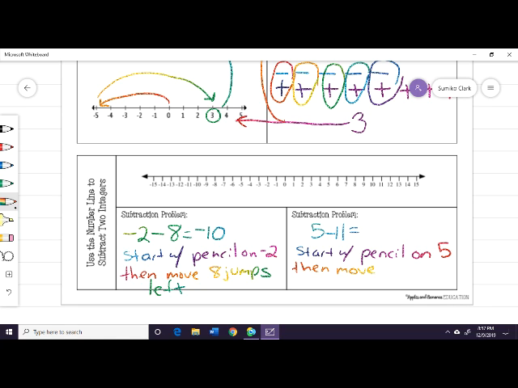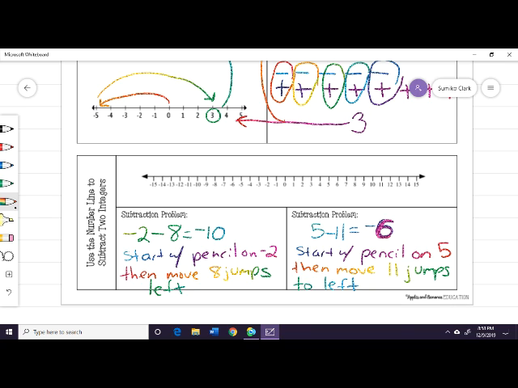Then move 11 jumps. Which way are we going? We're going to go to the left because we're getting smaller. 11 jumps to the left. So we start on positive 5 and let's go 11 jumps. 1, 2, 3, 4, 5, 6, 7, 8, 9, 10, 11. And that lands us on negative 6. So 5 minus 11, oops, I said 6 and wrote 5. Negative 6. 5 minus 11 is negative 6.